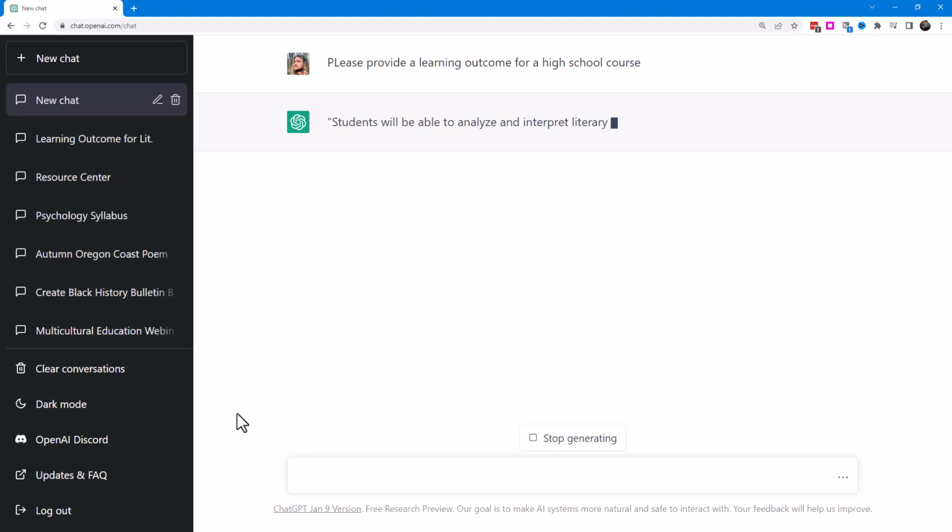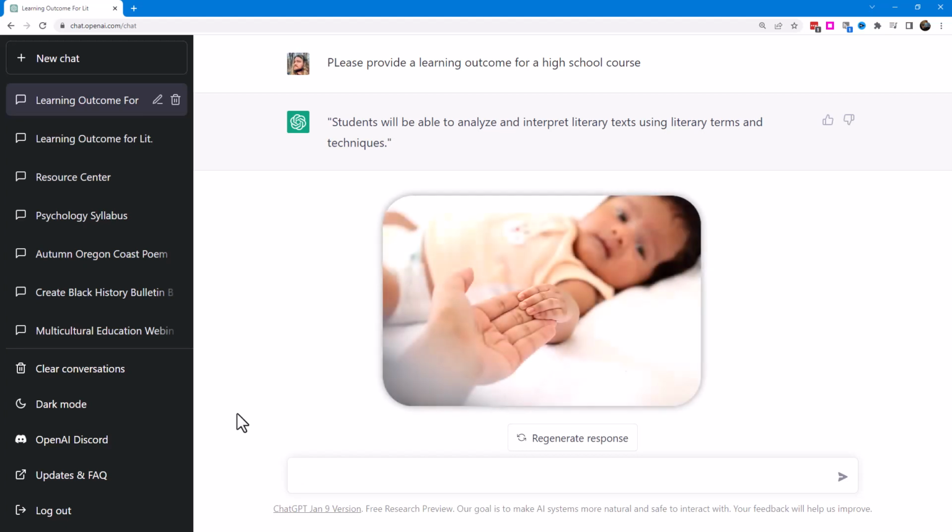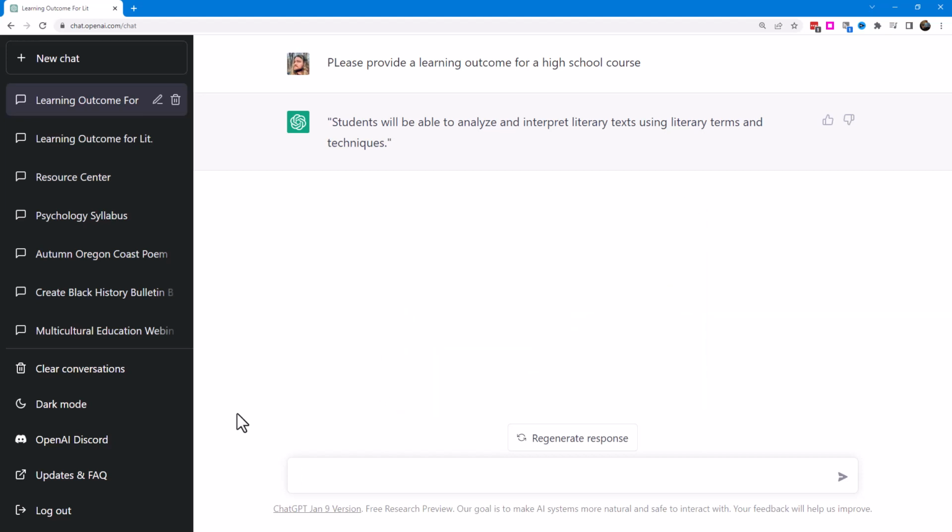And I'll hit enter. Now, I didn't specify, what year is this course? What topic are we studying? And so ChatGPT has to make a lot of assumptions. ChatGPT is like a newborn baby without context of the world. It has to try and figure things out. And the more specific the prompts that we provide, the more context it has.